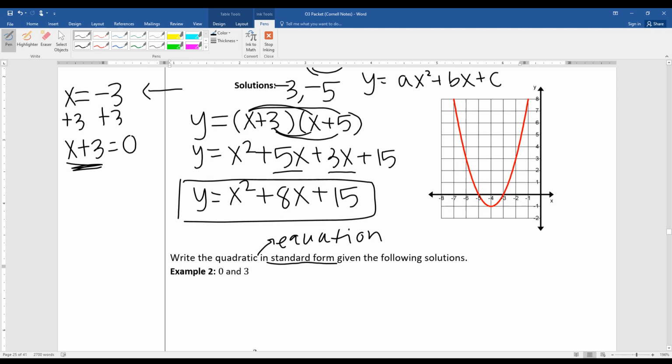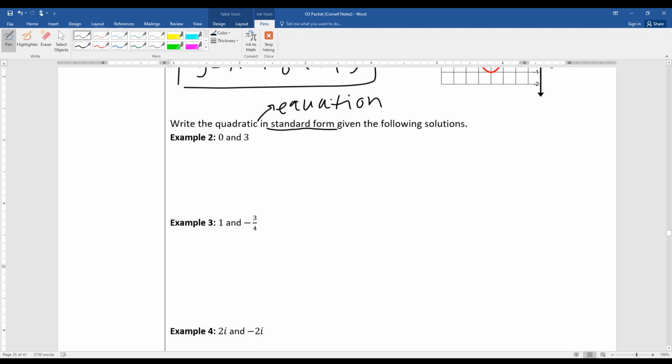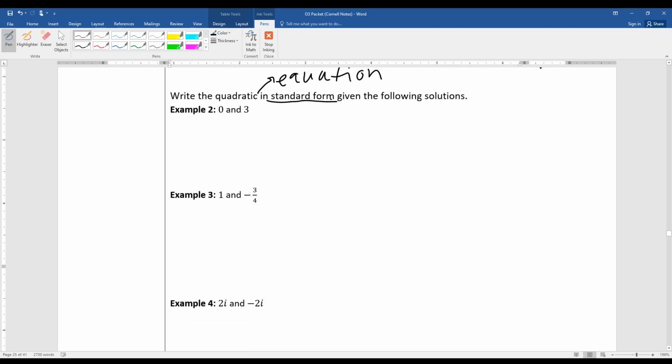Once I have my solutions, again, I can jump right into that factored form. So I'm going to start this as y equals. And I have my parentheses. First solution is a 0. So if you want to, you could write this as a plus 0, a minus 0. Doesn't really matter what sign you put there because adding and subtracting 0 doesn't change anything. Next, I have a positive 3, which I'm going to switch the sign and make it a -3.